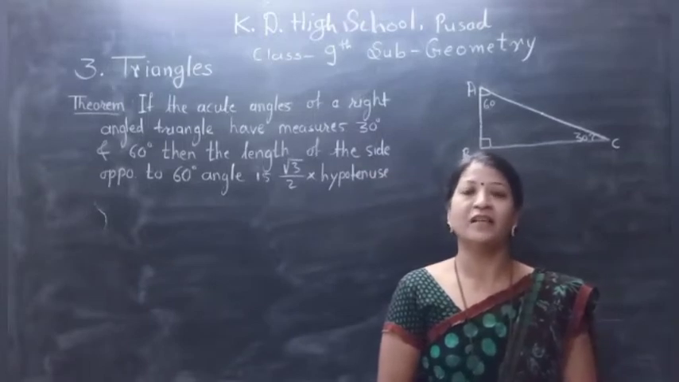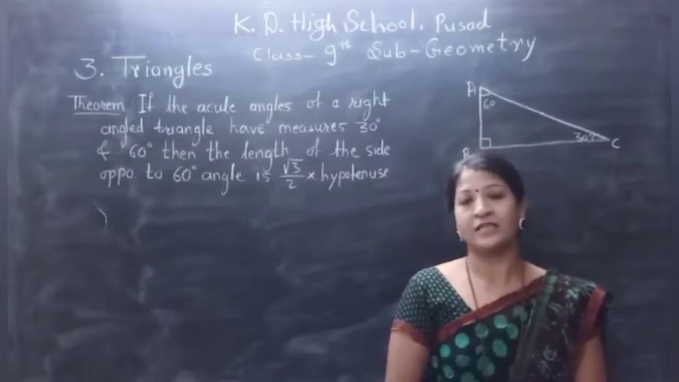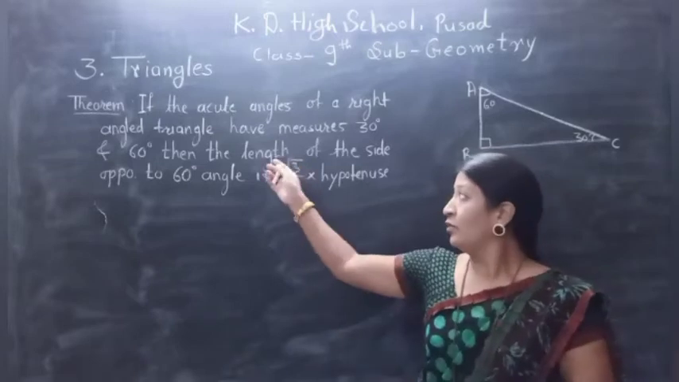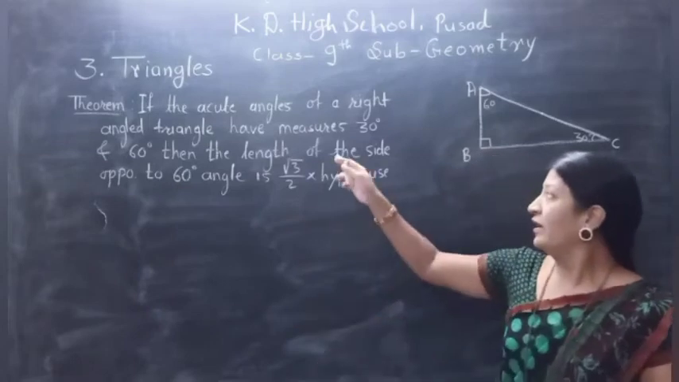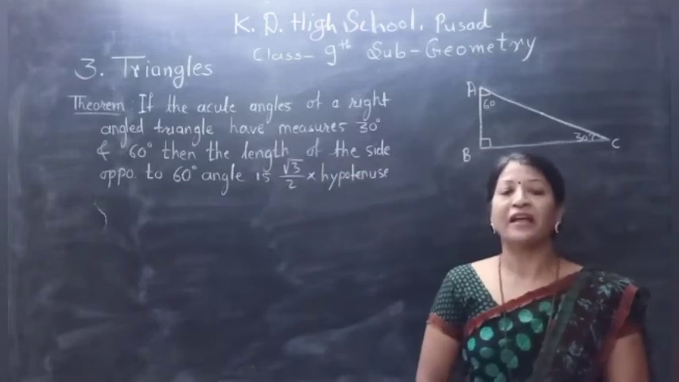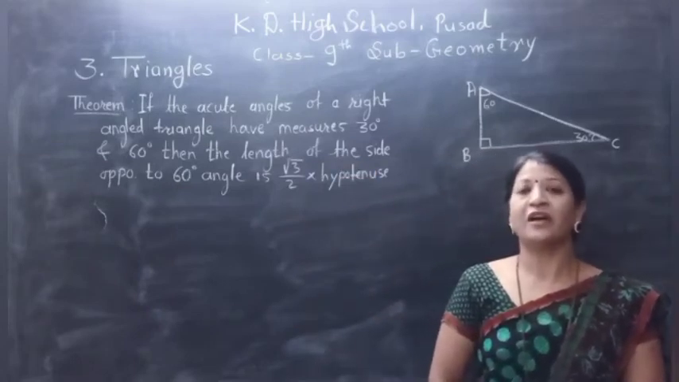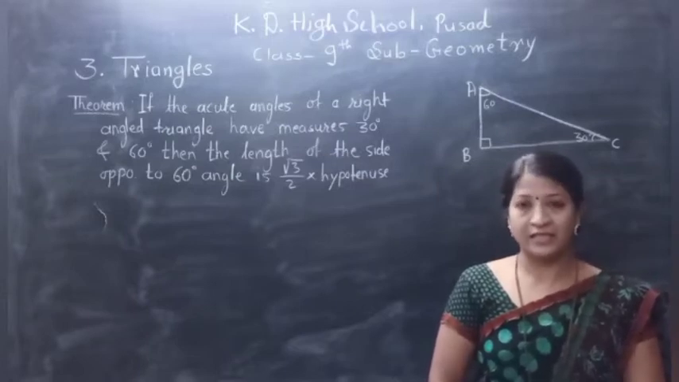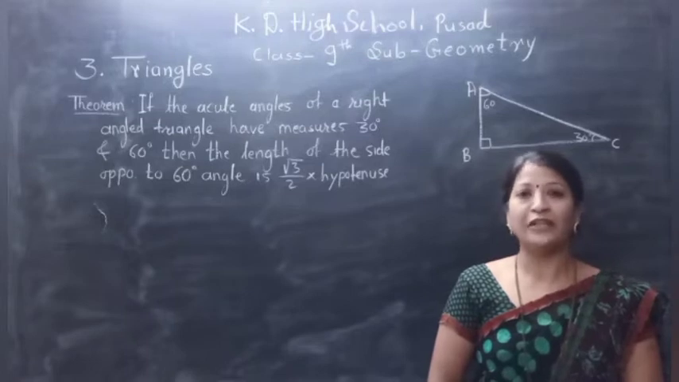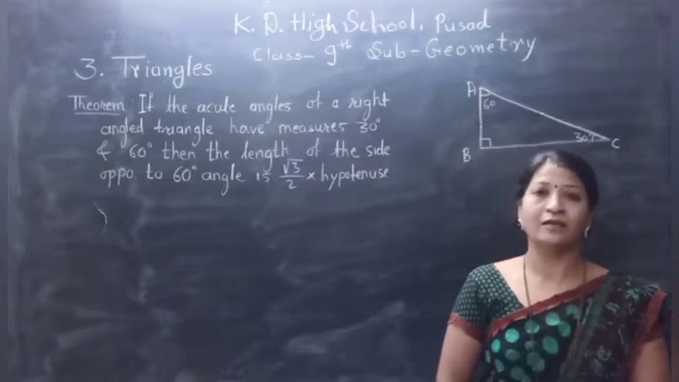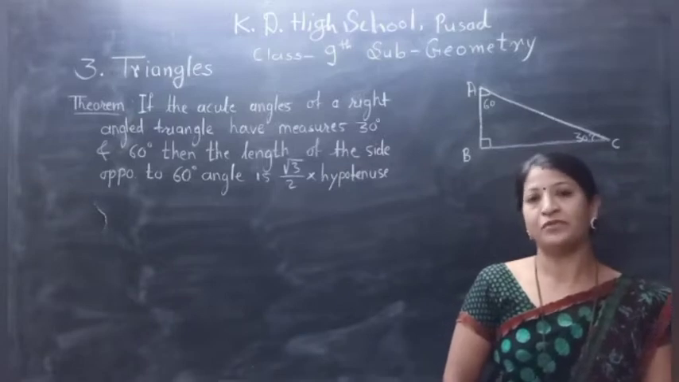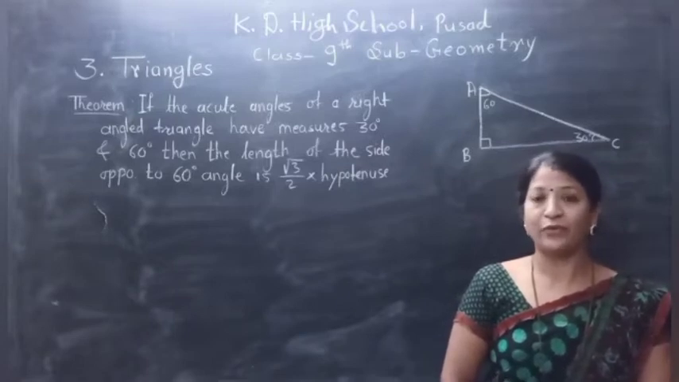Continue the theorems related to 30, 60, 90 triangles. Today we start. If the acute angles of a right angle triangle have the measures 30 and 60, then the length of the side opposite to angle 60 is root 3 by 2 times the hypotenuse. This we have to prove.